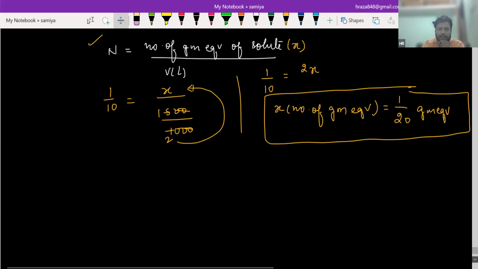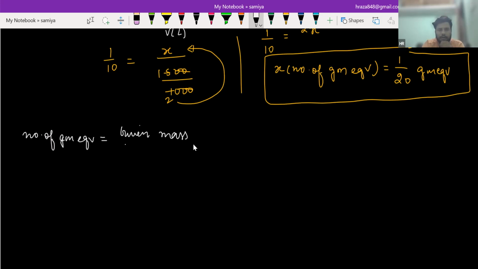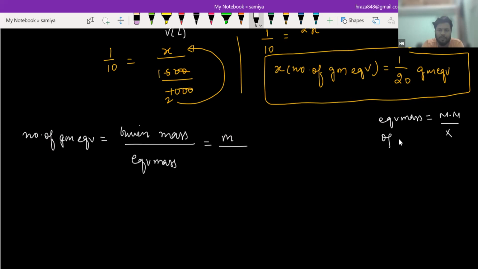Now, number of gram equivalent has a formula, that is given mass upon equivalent mass, and we need to calculate given mass, that is m. And what about equivalent mass? Equivalent mass we can easily calculate, that is molar mass upon x, and equivalent mass of CaCO3 we need to calculate. Molar mass of CaCO3 is 100, and what about x?